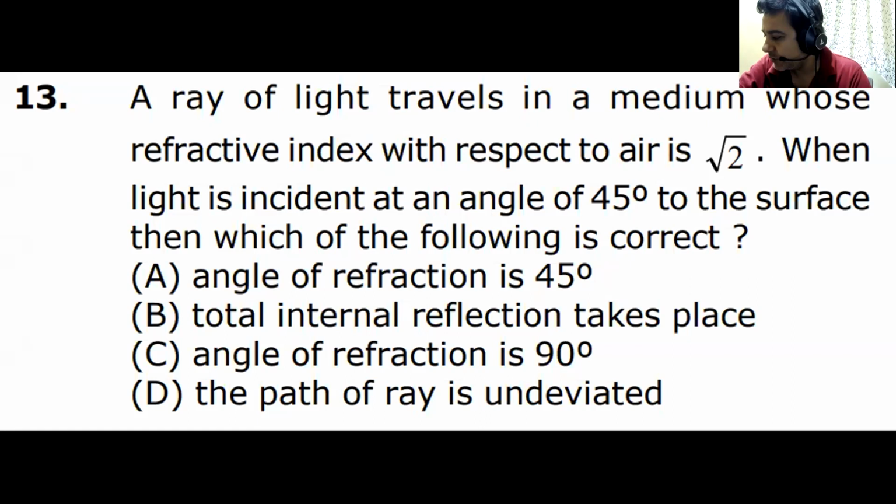Then it's my duty to bring you back to some questions and answers based on what we have learned till now. This is question number 13 from your sheet, and the question goes like this. A ray of light travels in a medium whose refractive index with respect to air is √2. When the angle of incidence is 45 degrees to the surface, which of the following options is correct? A, B, C, D, 1, 2, 3, 4. What is the correct option? I'll give you a minute to work it out.